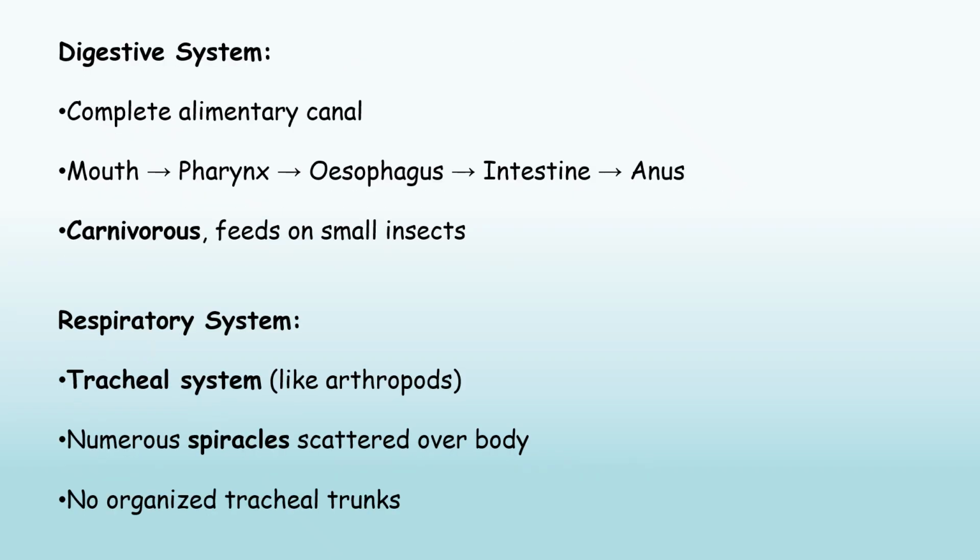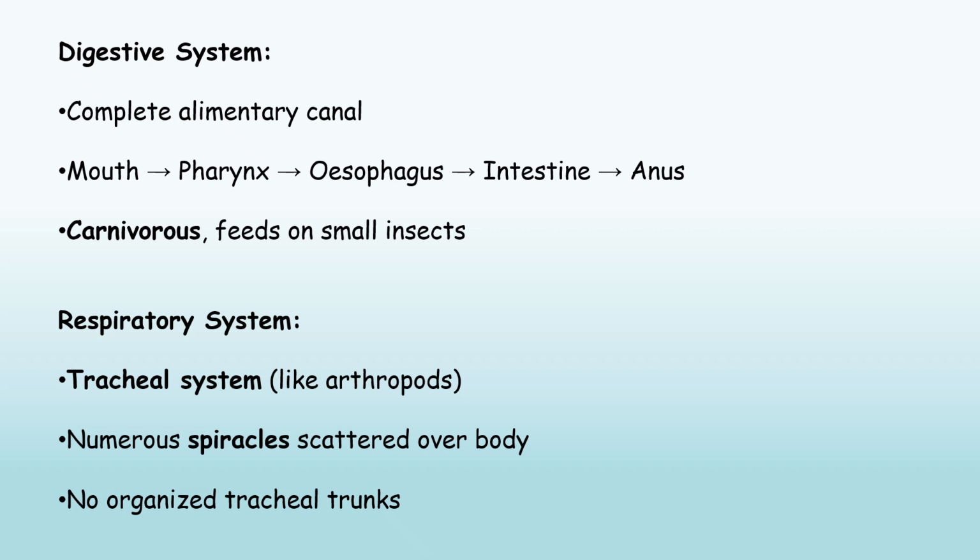Coming to the digestive system, the digestive system is complete because it starts with the mouth, followed by pharynx, esophagus, intestine, and ends with the anus. That is why they have a complete type of digestive system. And Peripatus is completely carnivorous in nature, feeding on the small insects that are available.